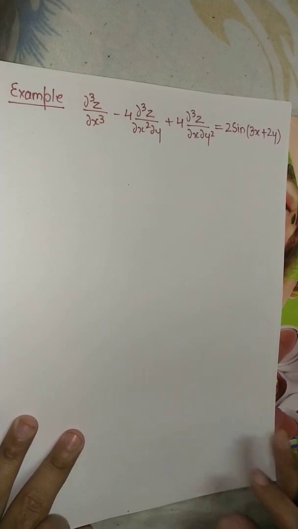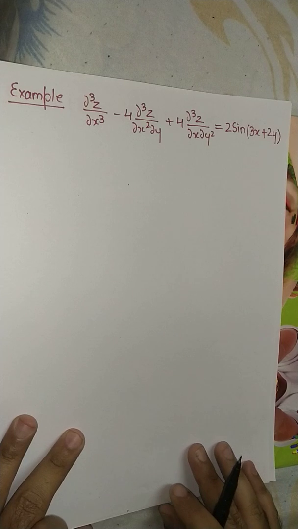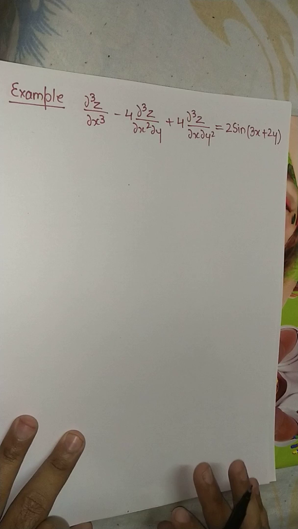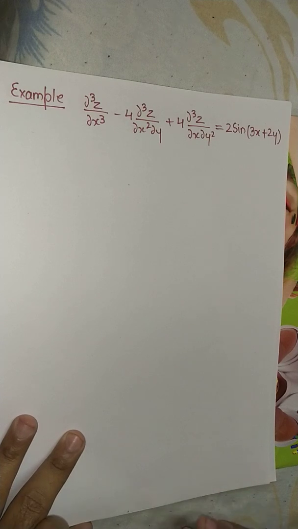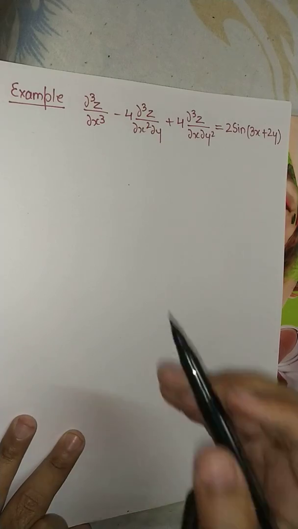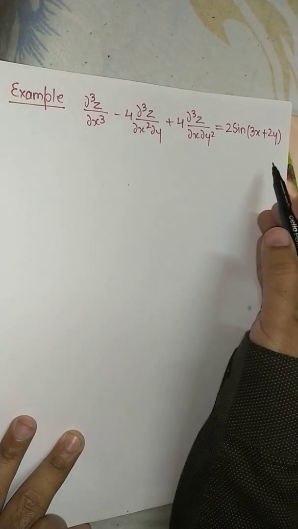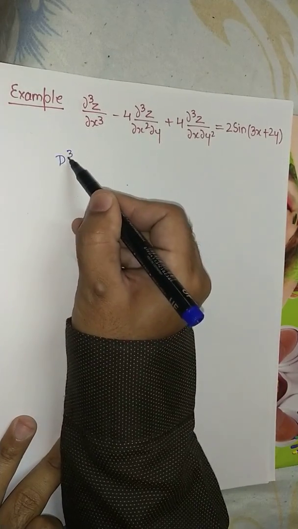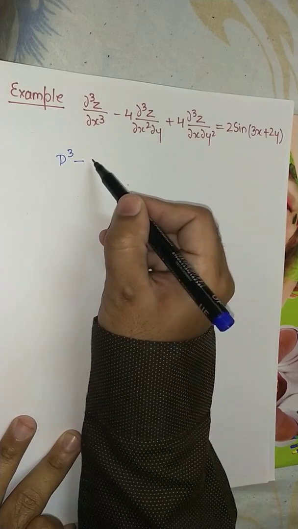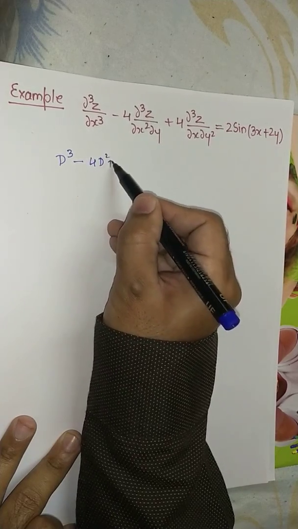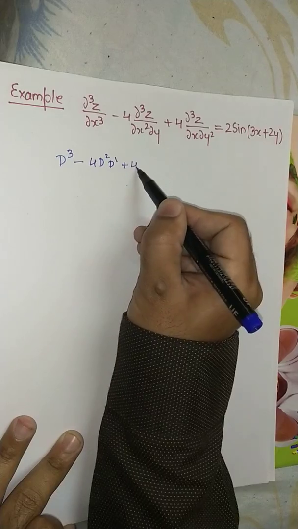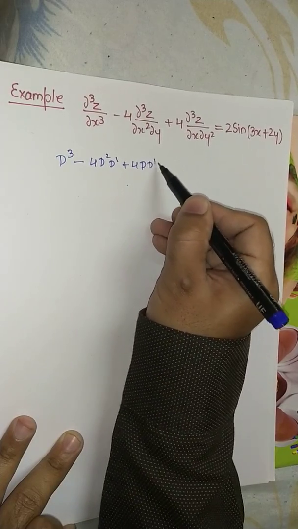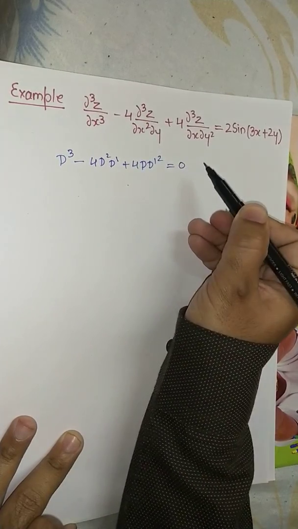To solve this, again there are two parts. First, finding out the complementary function, and the second is finding out the PI. So first let's find out the complementary function of this given example. To find out the complementary function, first we will convert this into D and D dash form. So this will be D cube minus 4D square D dash plus 4D D dash square. This is equal to 0.